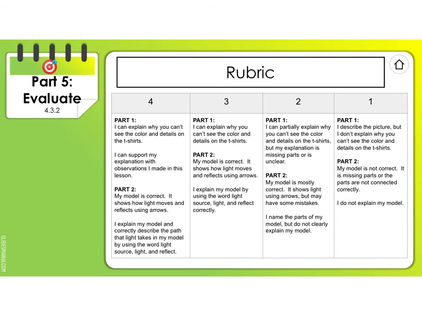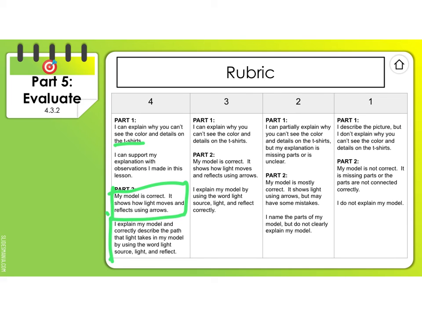Next page, as usual, is your rubric. There are 2 parts to this assessment. So part 1 is that you're going to be explaining about the color and the detail on the t-shirts, and you can support your explanation with observations that you have made in this lesson. And then part 2 is your model. And so you're going to talk about how your model is correct. It shows how light moves and reflects using arrows.